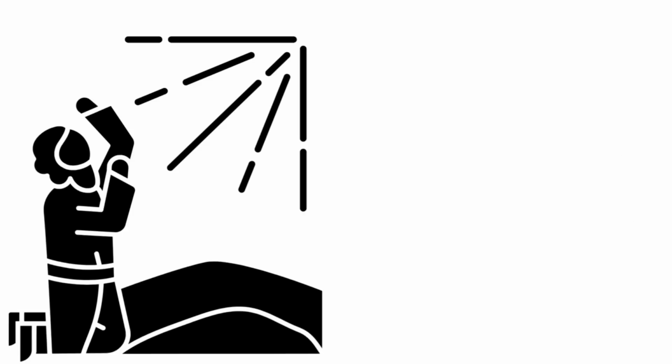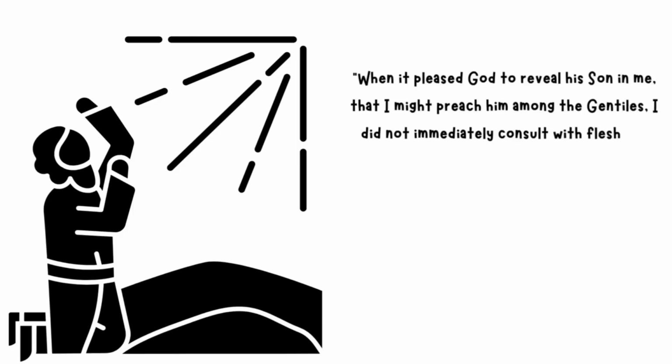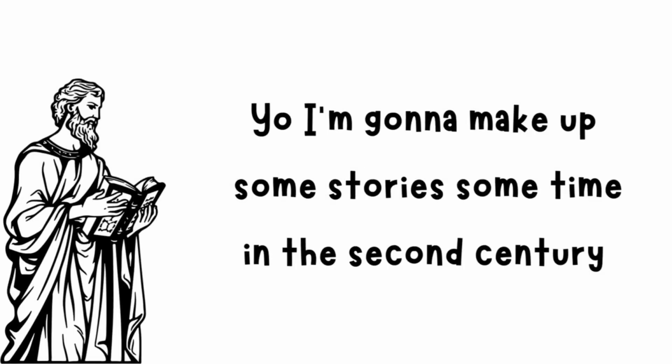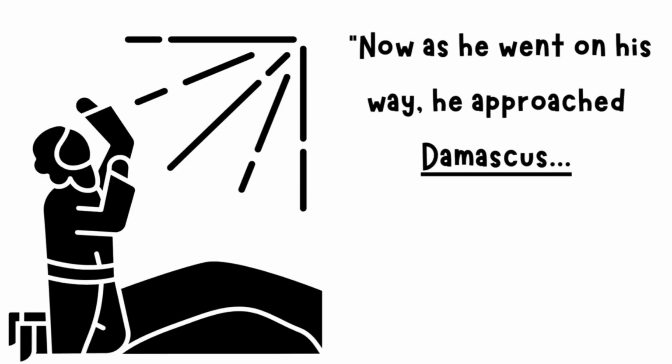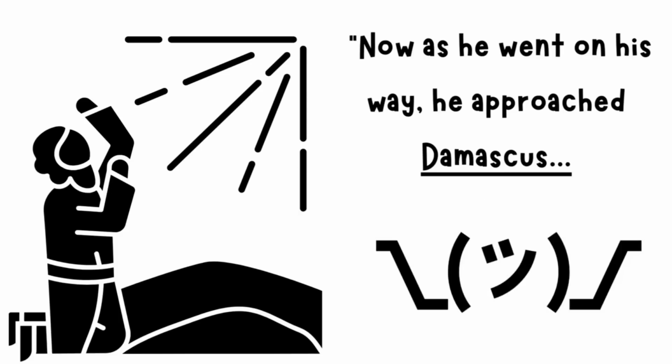Comparing this with Galatians 1:15-17, "When it pleased God to reveal his Son in me, that I might preach him among the Gentiles, I did not immediately consult with flesh and blood. I did not go to Jerusalem to those who are apostles before me, but I went to Arabia and returned to Damascus." Now, this might seem like a small thing, but think about it. If the book of Acts was made up or written much later, why would the writer specifically mention Paul's conversion happening on the road to Damascus and then him going to the city afterward? Why Damascus of all places? Damascus isn't even a big deal in the rest of the Acts story.